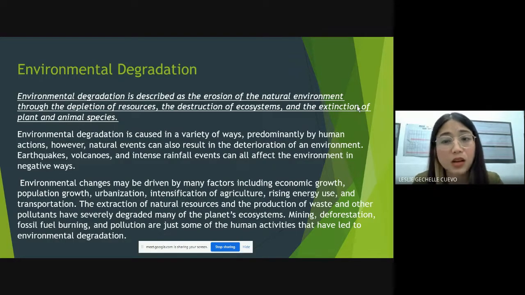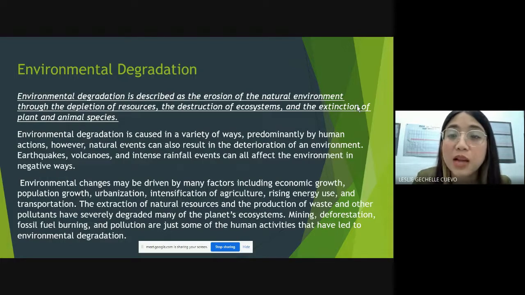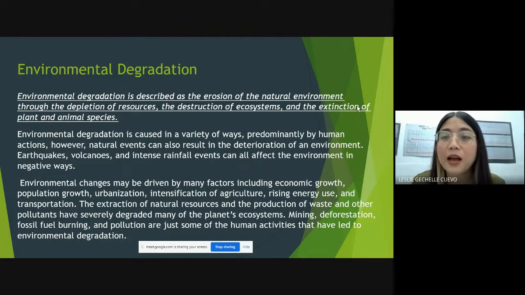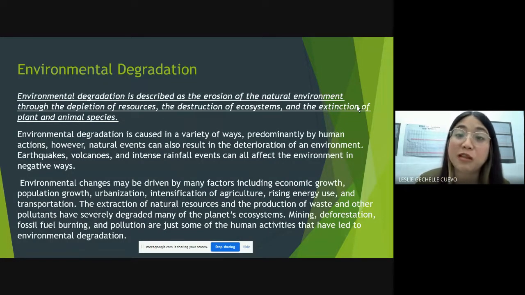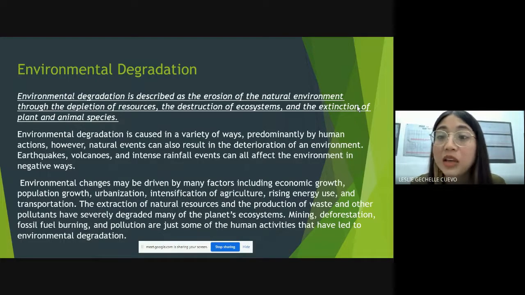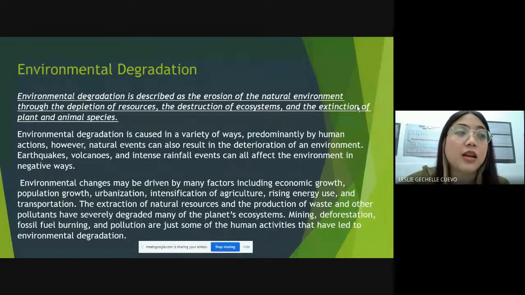So, I think you know this, and this is very obvious naman, di ba? Na habang ginagamit natin ang ating natural resources, nagpo-produce din tayo ng waste. And kapag nagpo-produce tayo ng waste, well, some of it becomes non-biodegradable pollutants. Kaya nasisira yung ecosystem. So, others, mining, deforestation, fossil fuel burning, and pollution are just some of the human activities that have led to environmental degradation.